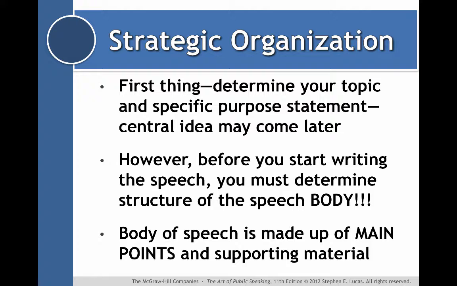Before you put pen to paper and start writing the actual words of your speech, you need to determine its structure. And by that I mean how you need to organize the information in the biggest part of your speech, the body. You can't just ramble on. What you say has to be organized in a way that makes sense to your audience.